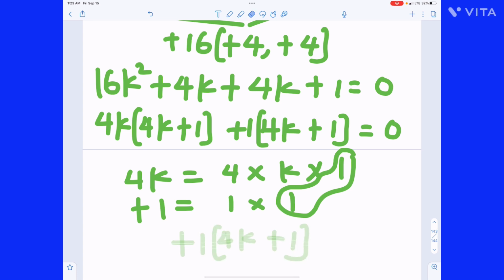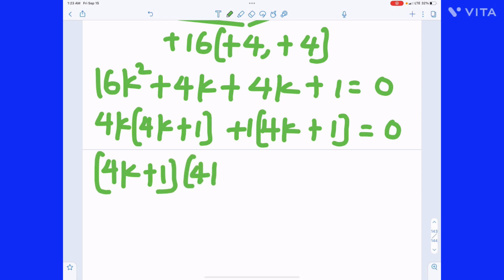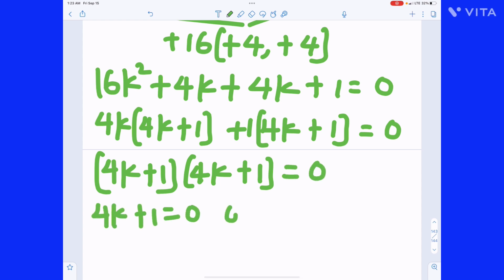So moving forward, plus 1 times 4k plus 1. This gives me what? 4k plus 1 times what? 4k plus 1 is equal to 0. So 4k plus 1 is 0, or 4k plus 1 is 0.